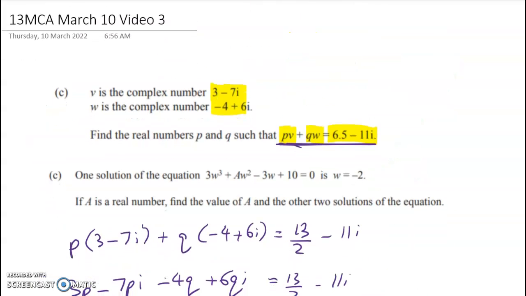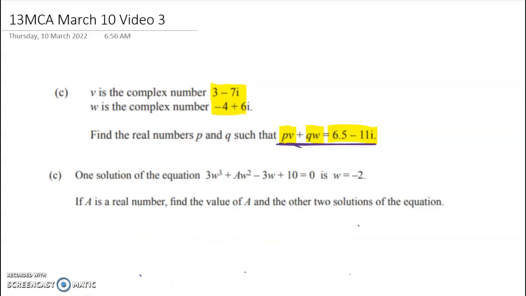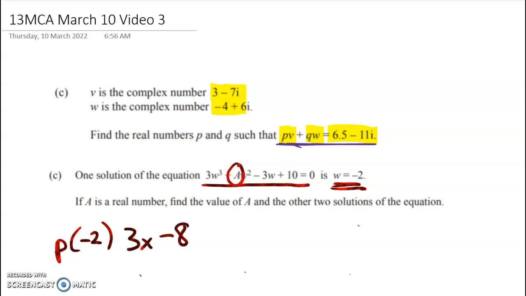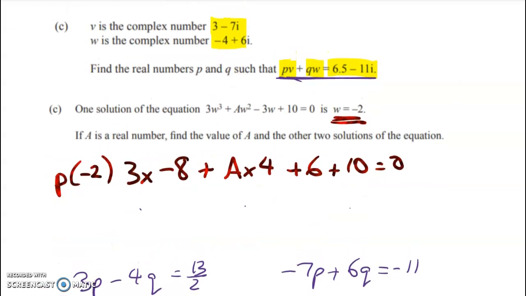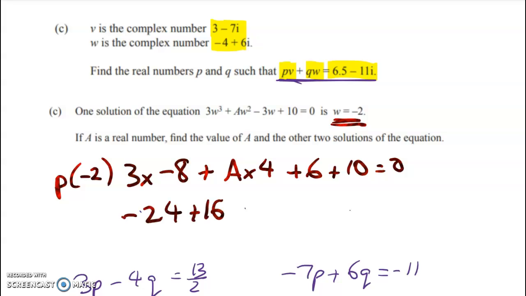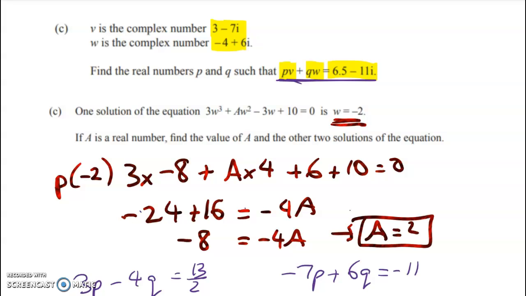Right, on to the second question. So we're given an equation here. It's a cubic. So this is slightly different than the one we did yesterday and quite a bit easier. So one solution of this is w equals negative 2, and we've got a missing coefficient. So p of negative 2 is going to be 0. So 3 times negative 8, plus a times 4 plus 6 plus 10 equals 0. That gives me negative 24 plus 16 is equal to negative 4a. So negative 8 is equal to negative 4a. So a is equal to 2. Now that's the achieved mark there.